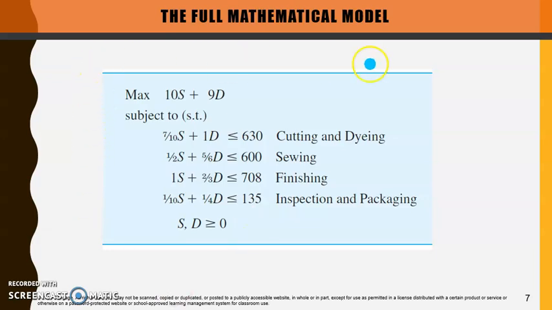When you have this model, it's easy to give it to the computer and solve it and get the results. The result that you get from solving this model tells you how many standard bags and how many deluxe bags you have to produce to make your objective function maximized. That we will discuss all the things later.